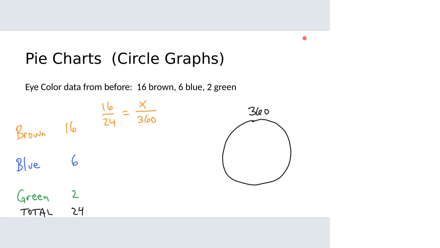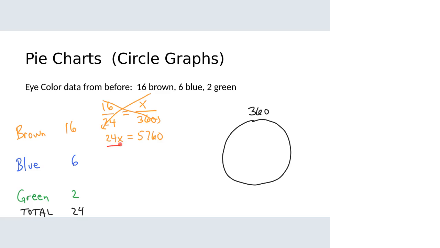Using that same approach that we did just a minute ago, we'll solve this proportion. We'll multiply and have 24x is whatever 16 times 360 is. Pretty big number, but that's all right. We're allowed to use calculators. 5,760.